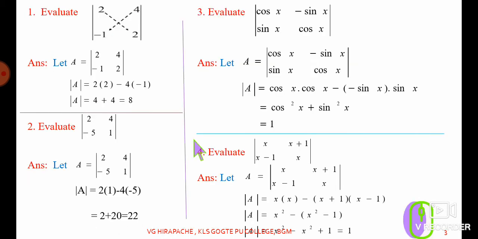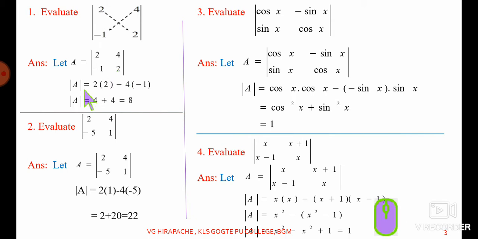For example, these are the questions taken from exercise 4.1. Evaluate means simplify. Find the value of the given determinant. In the first row the elements are 2, 4. Second row elements are minus 1, 2. As we have seen in the definition of the second order determinant, let determinant of A be the determinant with first row 2, 4 and second row minus 1, 2.